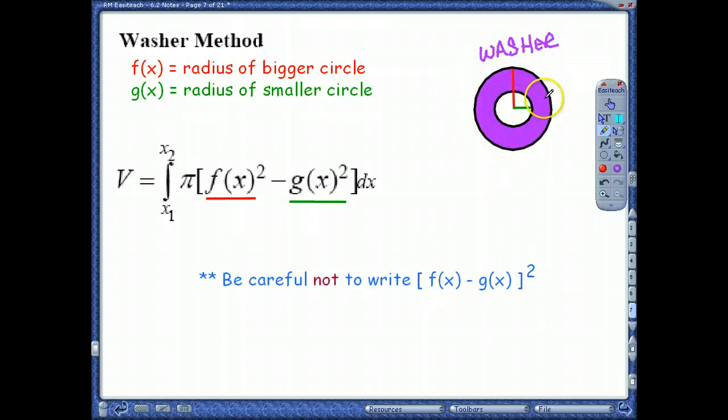So when we look at this washer, I need to cut out this inside piece. In order to create a washer, you have the bigger circle, whose radius would be that red line. You're going to cut out that smaller circle, which would be that green guy. So when I do that, I am literally taking big circle minus little circle.